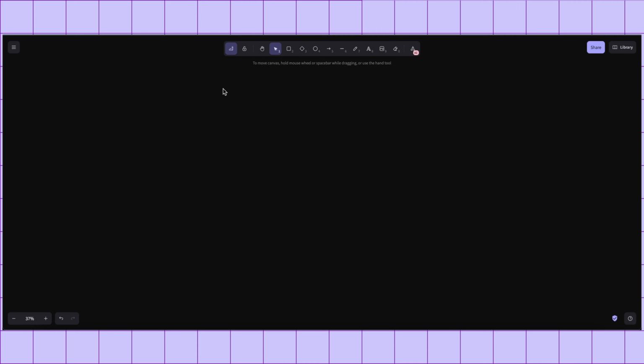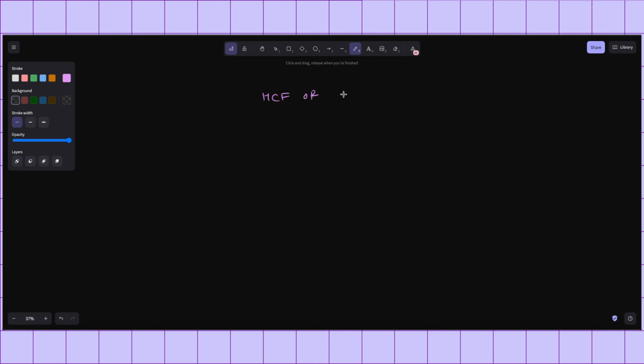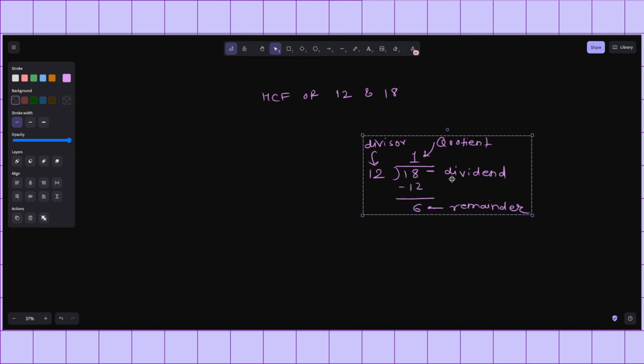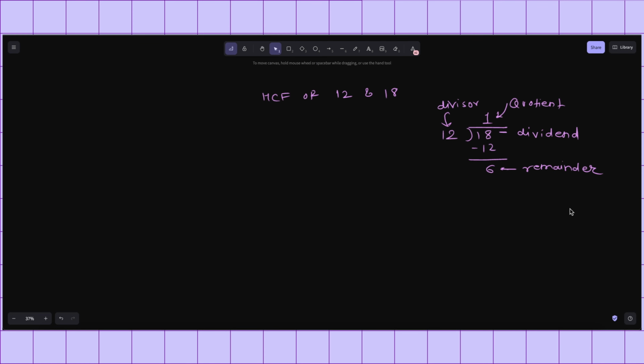Now we are interested in calculating the HCF of two numbers, and we are taking 12 and 18 in our case for sample purposes. There are some terms that you need to understand. The number which is being divided is called the dividend. The number which is dividing is the divisor. The number 1 here is the quotient, and the number remaining, that is 6 here, is the remainder. These are the terms that you need to understand.